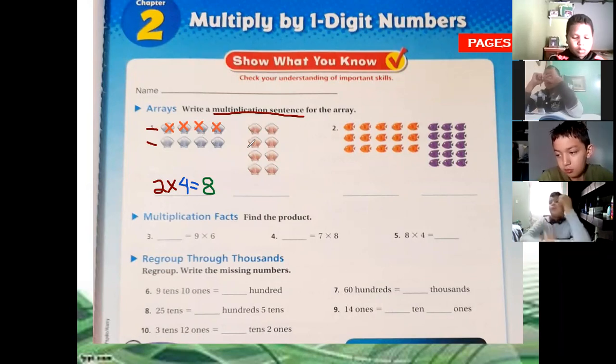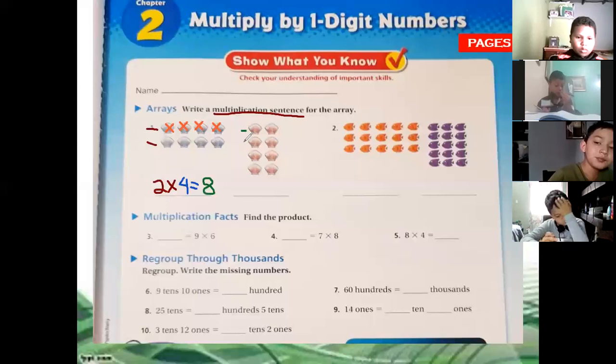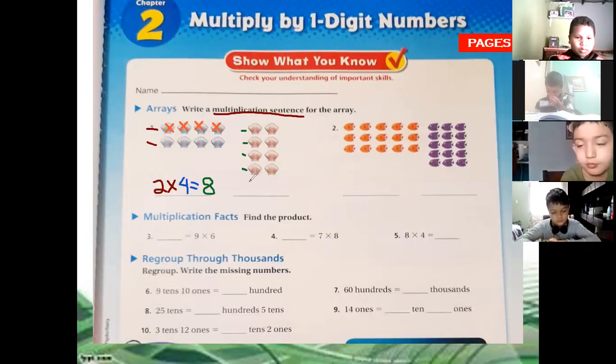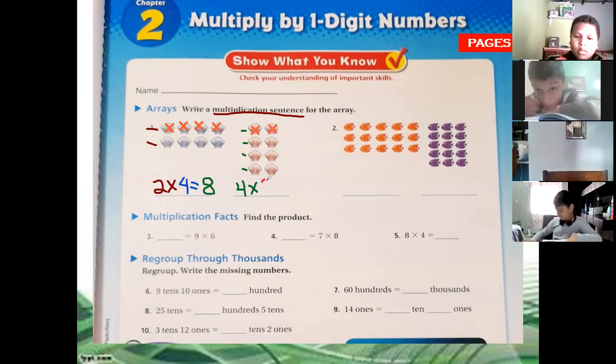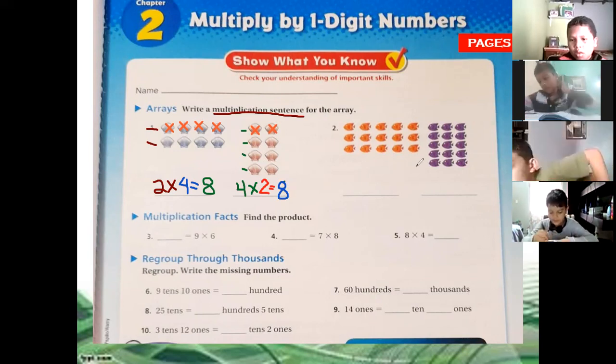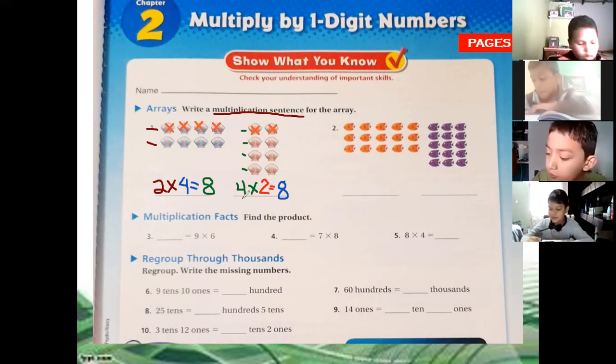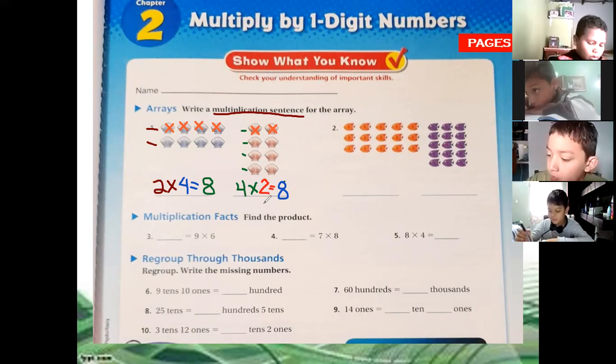Now the second one. How many lines are here? 1, 2, 3, and 4. So 4 is our first factor. 4 times, then 1 and 2 in each group. 4 times 2 equals 8. But what is the difference? In the first one, 2 times 4 equals 8, but the next one is 4 times 2 equals 8. The numbers change position. I know that the product is the same, but the array is different.